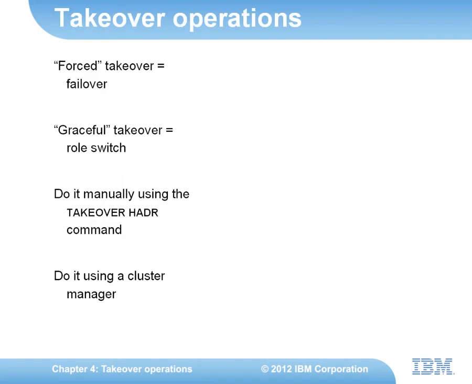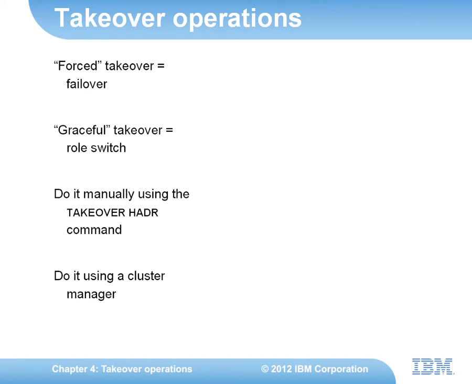At some point, the standby might have to take over as the primary. When that takeover is forced, that is, if the primary goes down, for example, we call that a failover. When that takeover is graceful, that is, it happens when the primary and standby are both up and in peer state, we call that a role switch. That's pretty self-explanatory, because a standby becomes a new primary, and the primary becomes a new standby. We might do this if we're performing some kind of rolling updates and don't want to take an outage.